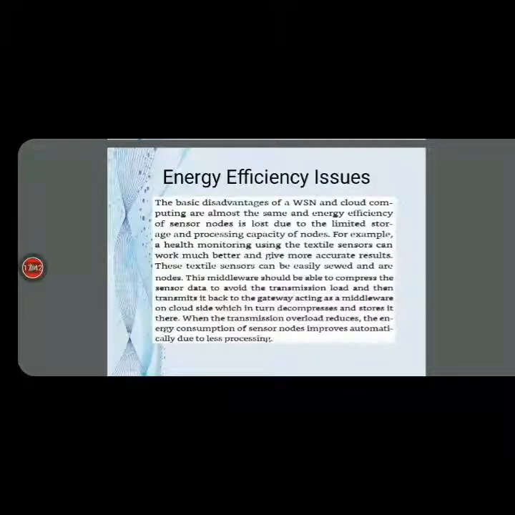Next, energy efficiency issue. The basics and disadvantages. WSN, we know, is wireless sensor network; cloud and cloud computing have almost the same energy efficiency issue. Sensor nodes are lost due to limited storage and processing capacity. That is, in wireless sensor and cloud we use limited storage.